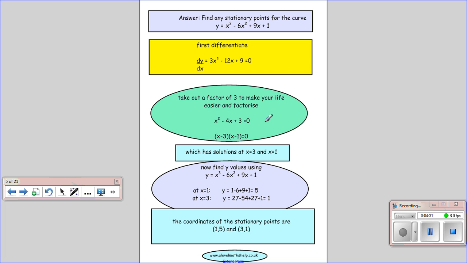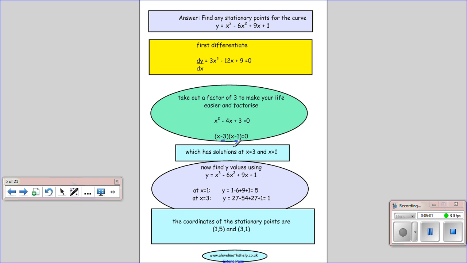If you're not sure about how to do that, again, there's a video you can go back and have a little look at. But basically you look at this number here and you think of what 2 numbers multiply together to give you 3. So it's either 3 and 1, or minus 3 and minus 1. And then you look at the middle number and say which ones add to give us minus 4. That would be the minus 3 and the minus 1.